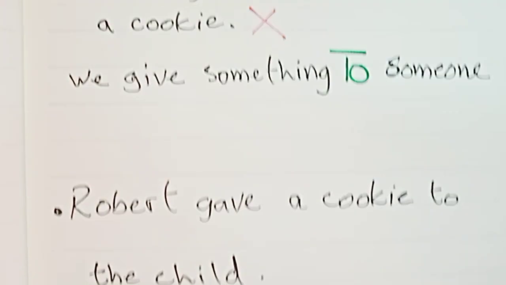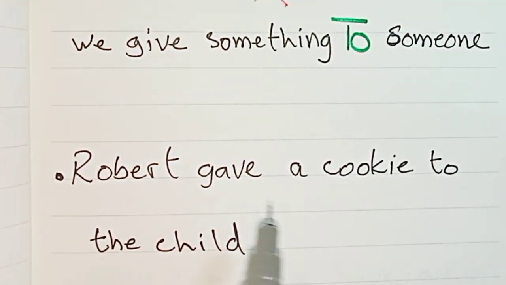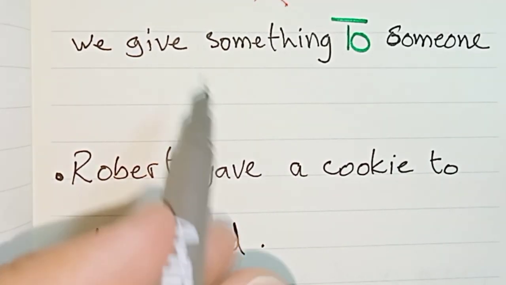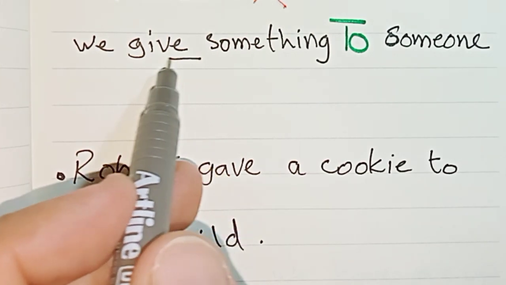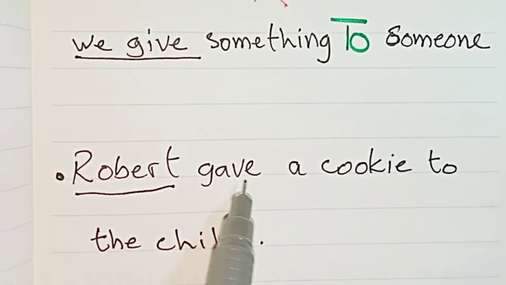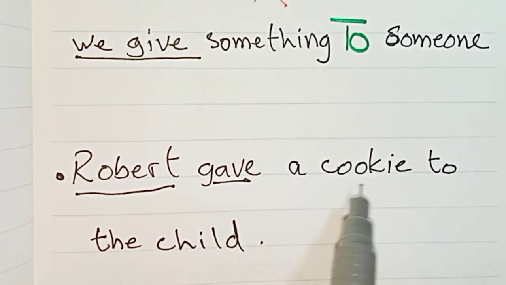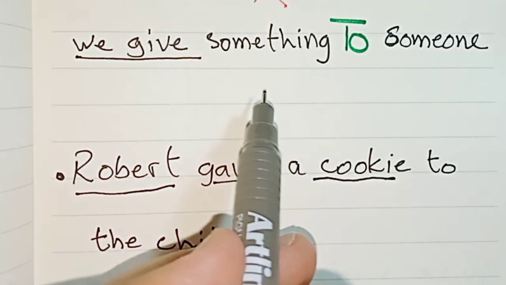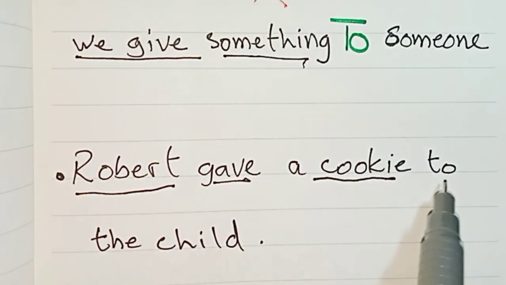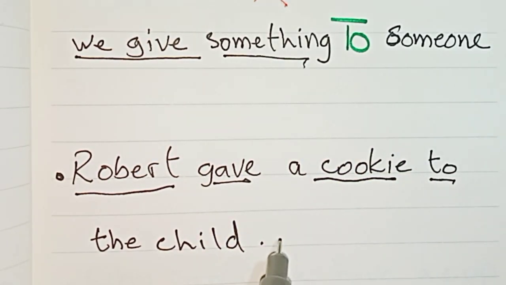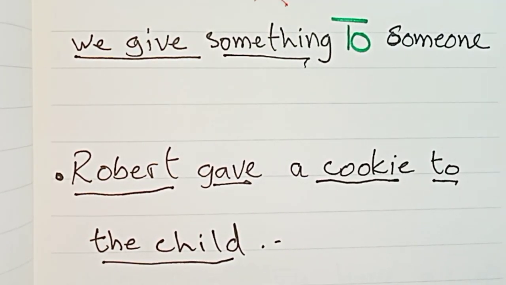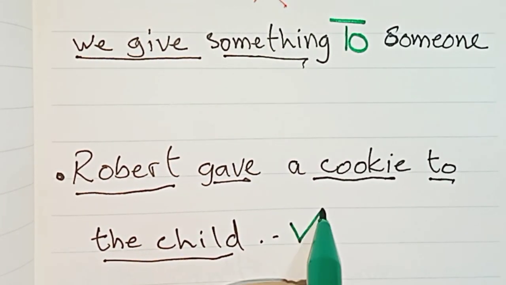So the correct one is Robert gave a cookie to the child. So we are applying. We give. Robert gave what? A cookie. Something. To who? To someone. In this case, that someone is the child. Therefore, this sentence is correct.